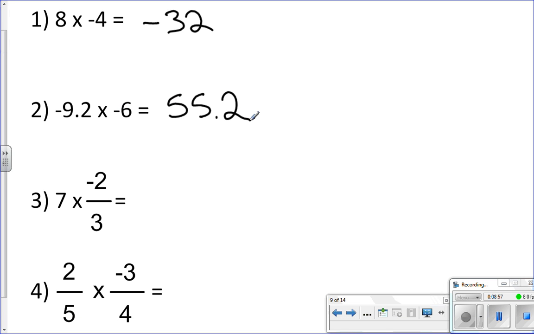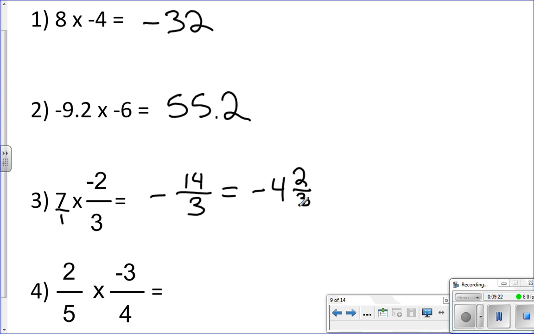7 times negative 2/3, my answer is going to be negative, and since 7 is a whole number, remember you can write any whole number over 1. 7 times negative 2 is negative 14, and 1 times 3 is 3. So I get negative 14/3, or if you want, you can write that as negative 4 and 2/3.